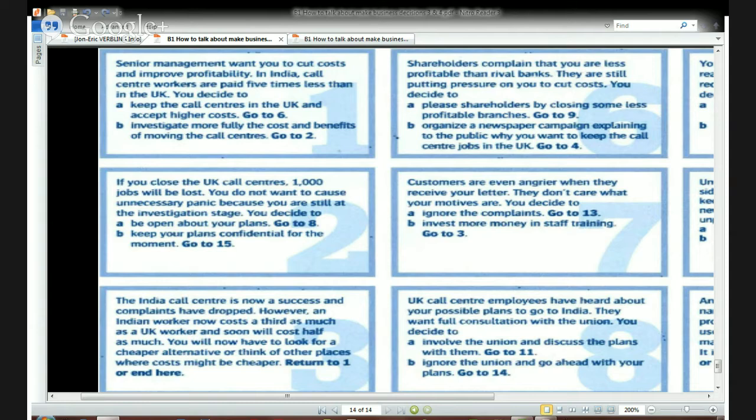The decision would have a big influence on the life of local workers in the UK. Their destiny depends on your decision. Destiny? I don't think "destiny". No, their future. Their future depends on your decision.